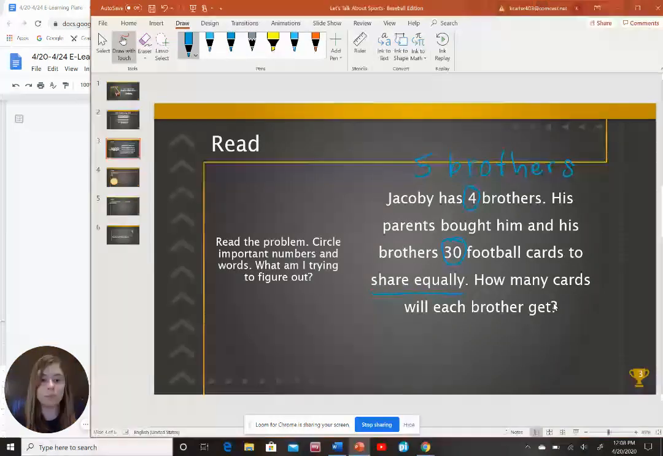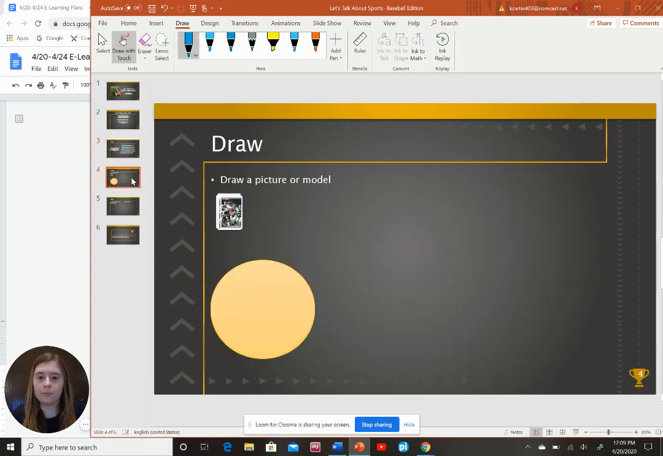And then again, this problem is asking us to find out how many cards each brother will get. Since we're sharing them equally, we know that we are going to be doing division to solve this problem. So we'll keep that in mind as we move on to step number 2, which is to draw.